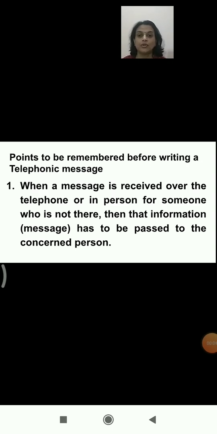So here are the points to be remembered before writing a telephonic message. Now let's see what the points are. When a message is received over the telephone or in person for someone who is not there, then that information or the message has to be passed to the concerned person.